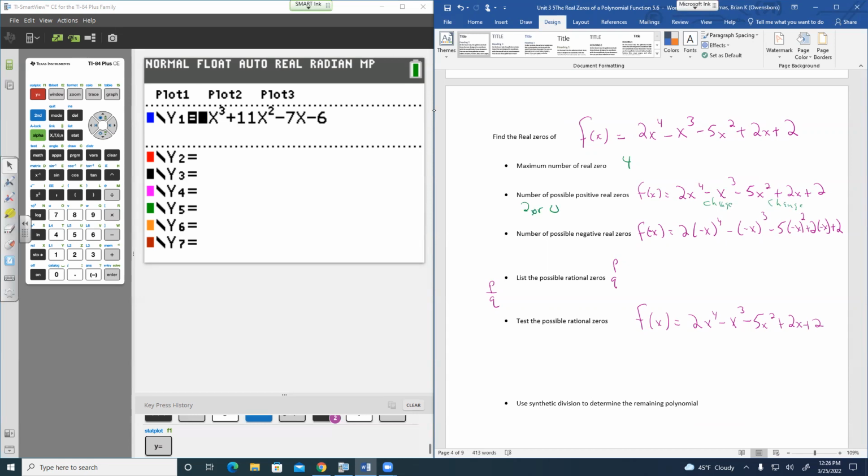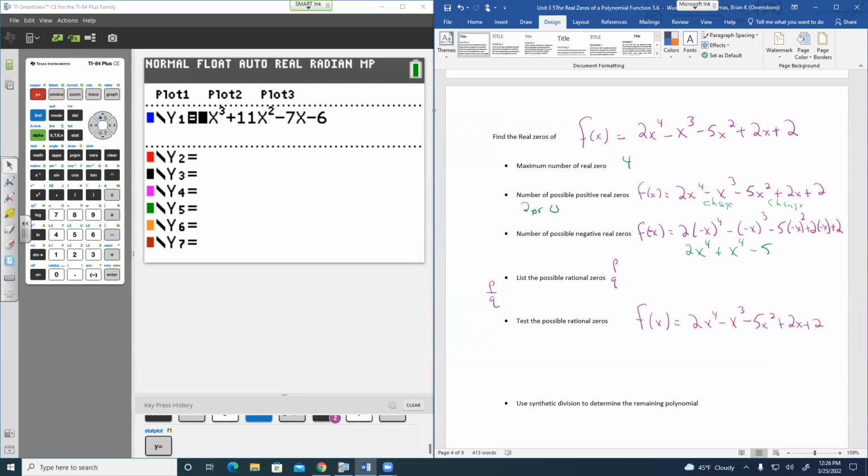To find the number of negative real zeros, we have to evaluate f of negative x. So if we put a negative x in for x in each spot, we have a negative raised to the even power, that means no sign change. That says it's 2x to the 4th. A negative x to the 3rd power stays negative, and there is a negative there, so it turns into a plus x to the 4th. Since there's 4 negatives, that makes it positive. Negative x squared is going to make that positive, so that stays a negative 5x squared.